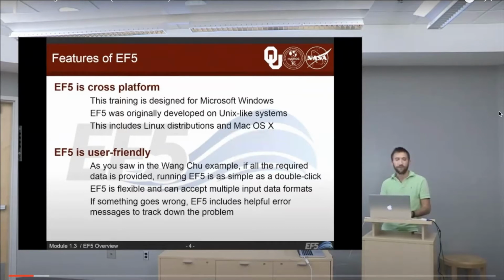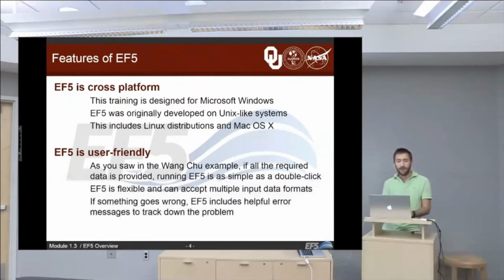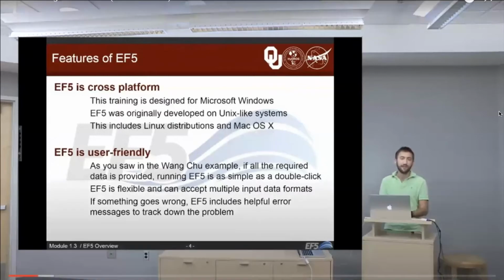EF5 is also user-friendly. As you saw in the Wang2 example, if all of the required data has already been provided and an example set up, running EF5 is as simple as just double-clicking the icon on the screen. It's also a very flexible model that can accept multiple input data formats. And if something goes wrong, EF5 includes helpful error messages that identify exactly what the problem is.